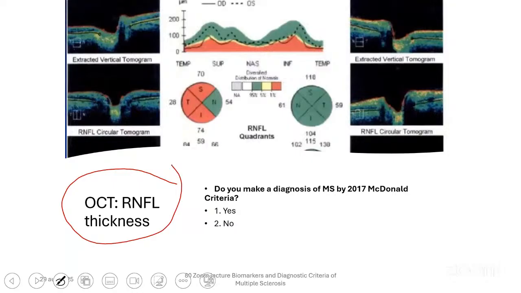We also included the fifth topography, and you can see the normal findings, and the values are given here: 54, 59, 116, 70, 74, 104. But we see the thinning of superior and inferior regions or quadrants is very significant.